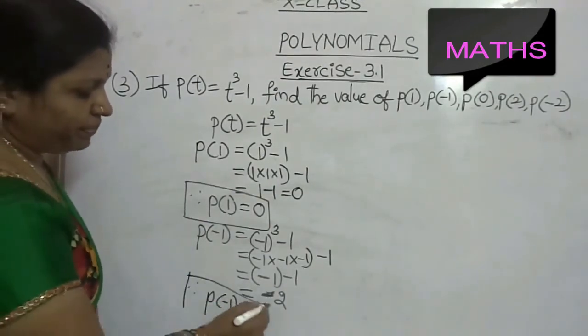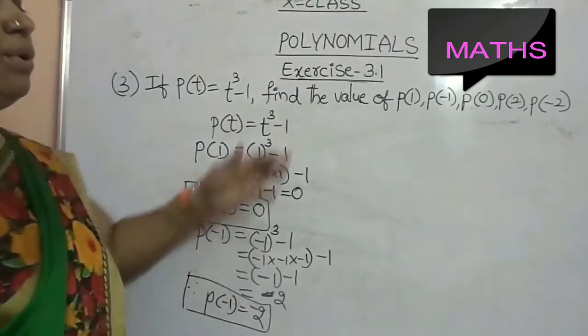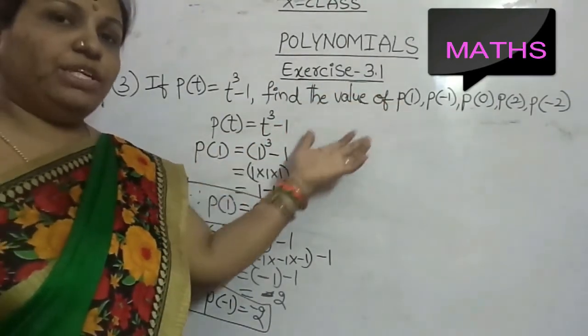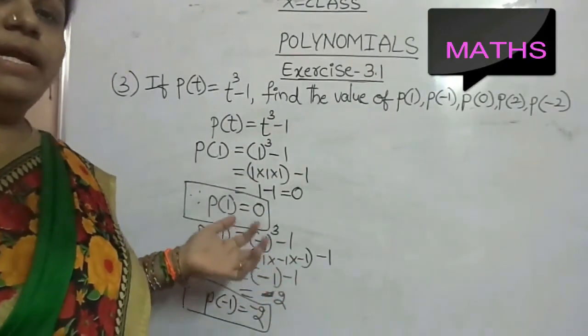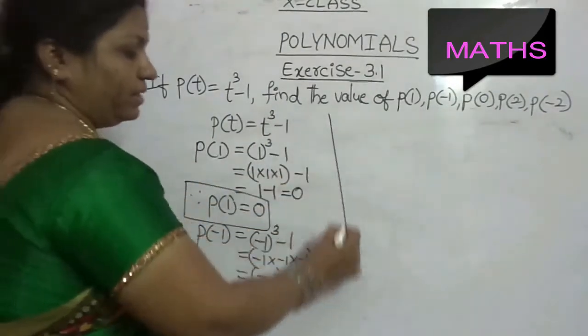The next values are also the same as this. P of 0 we can also find like this only, and p of 2 also we can find like this only.